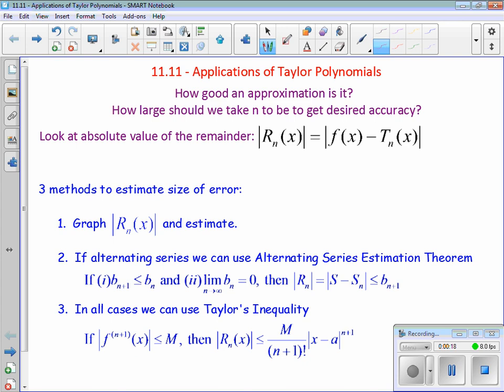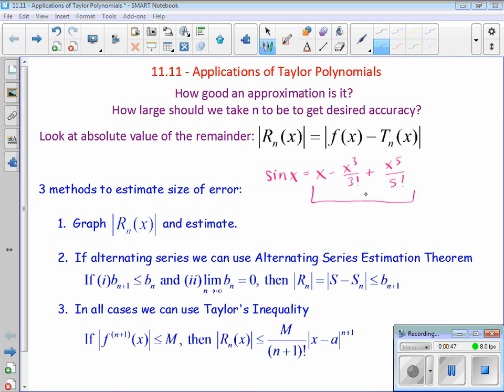Sine of x obviously goes on forever when we write it out. But we know sine of x is x minus x cubed over 3 factorial plus x to the 5th over 5 factorial. And we'd put a dot, dot, dot in the back of this, right? But let's say we didn't and we just did the first 3 terms. Okay, so if I only did 3 terms, how good of an approximation do you think that is?